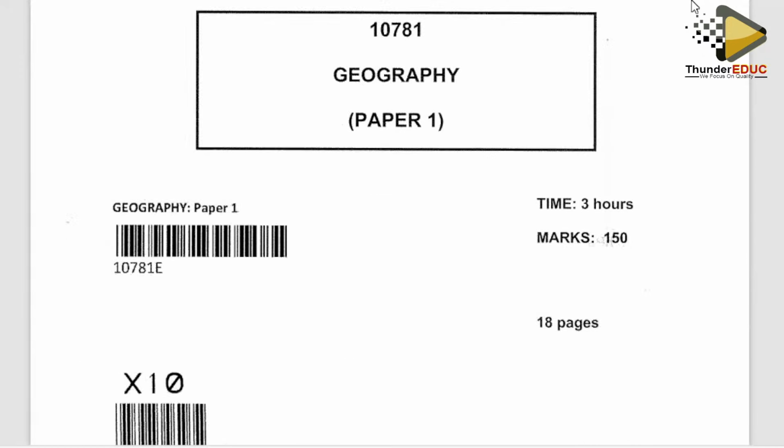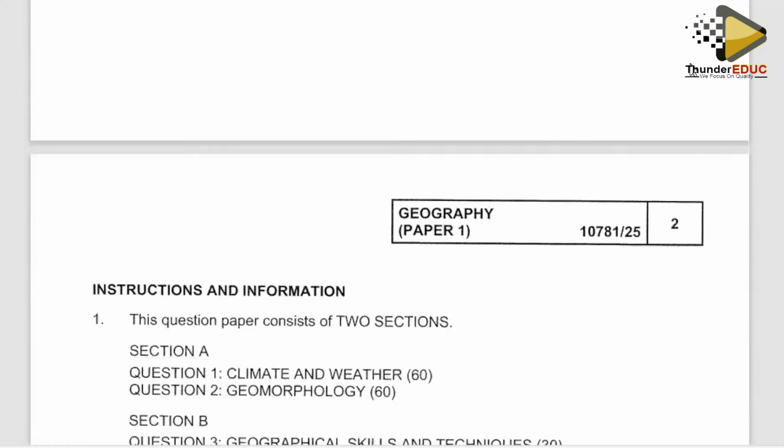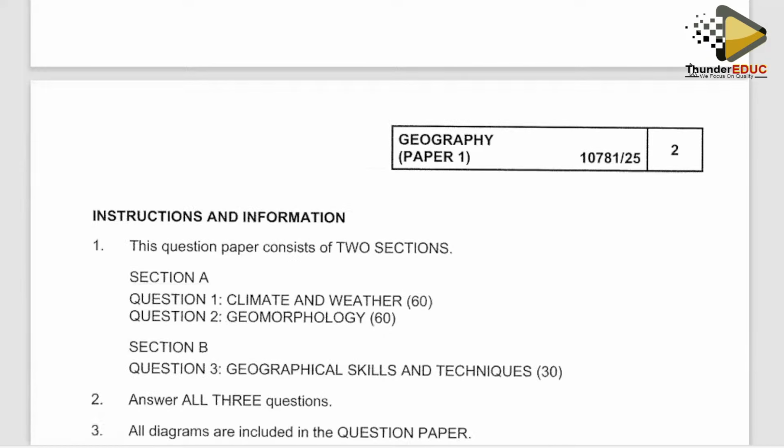And out of those 3 questions, we're supposed to answer them in 3 hours, and they have a total of 150 marks. Section A is a theory section, which is made up of 2 questions. Our first question is based on climate and weather, where we focus on the study of different weather phenomena, ranging from the mid-latitude cyclones to urban climates.